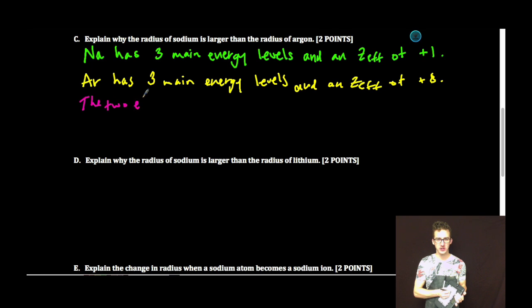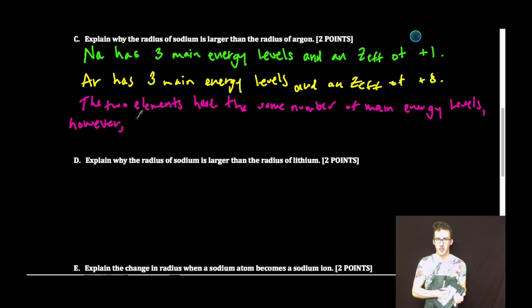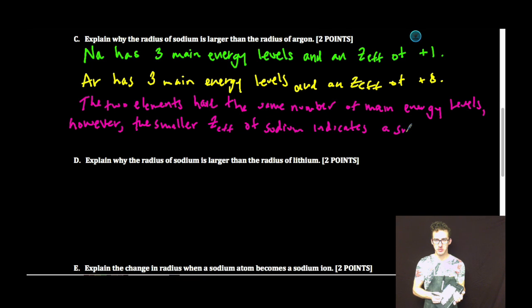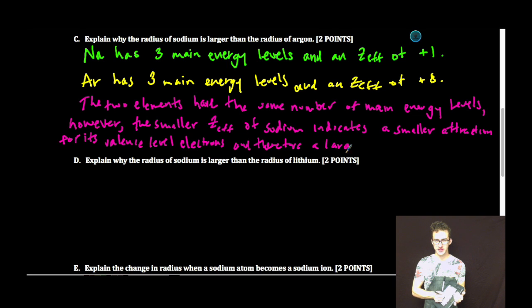The two elements have the same number of main energy levels. However, the smaller effective core charge of sodium indicates a smaller attraction for its valence level electrons, and therefore a larger radius. Boom! Listed main energy levels, effective core charge, and explained why the radius of sodium is larger than the radius of argon. All comes back to Coulomb's law.